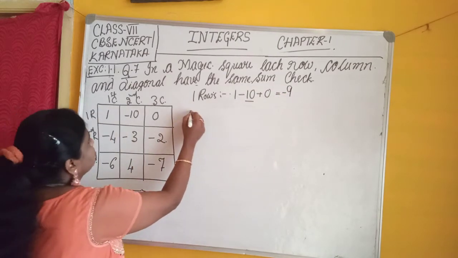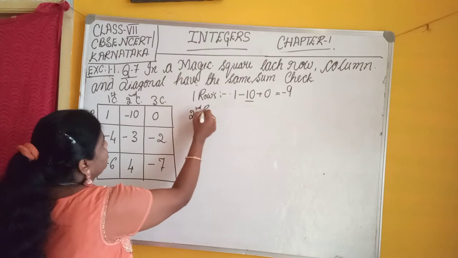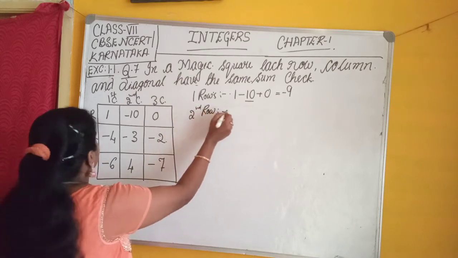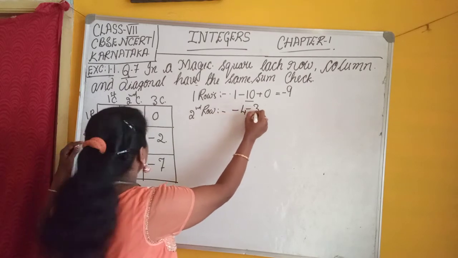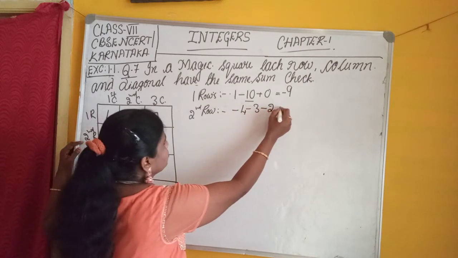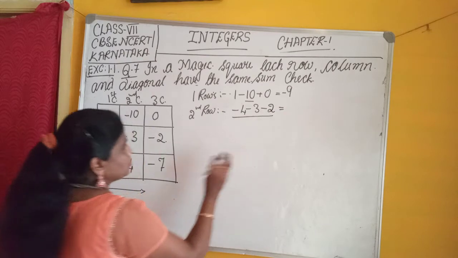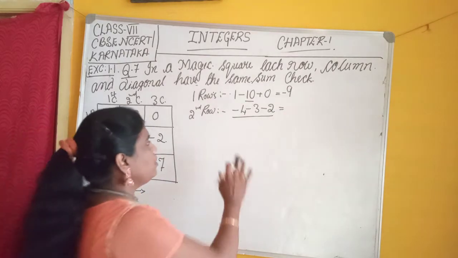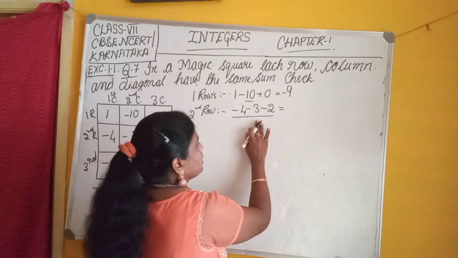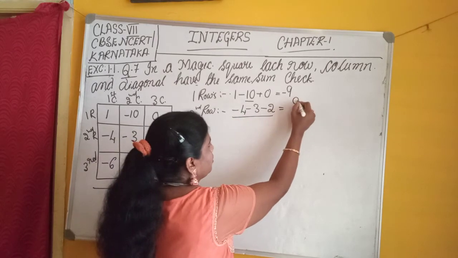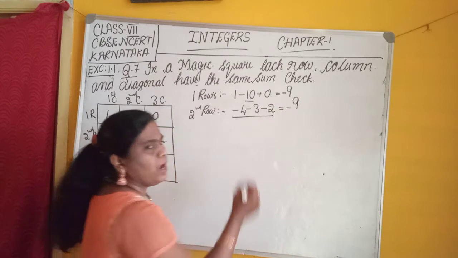The second row numbers are minus 4, minus 3 and minus 2. What did we get? All are like terms, all having the minus symbol. Therefore, we have to add all three numbers. 4 plus 3 is 7, 7 plus 2 is 9. But the symbol we should put is minus.